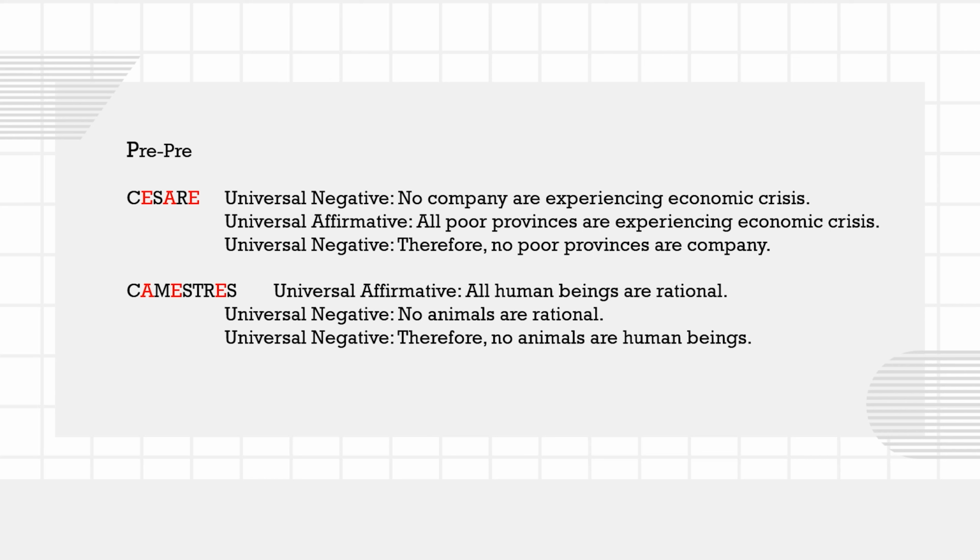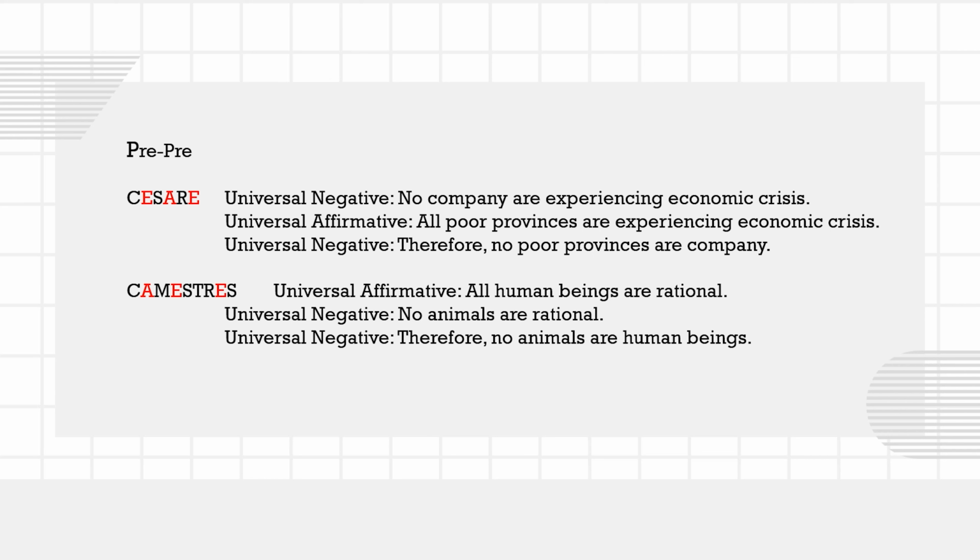The statement conforms to the Camestres syllogism, a valid form of categorical reasoning. It commences with the universal affirmative premise that all human beings are rational. Following this, it presents the universal negative premise stating that no animals are rational. The logical conclusion, therefore no animals are human beings, is a valid deduction based on the premises.